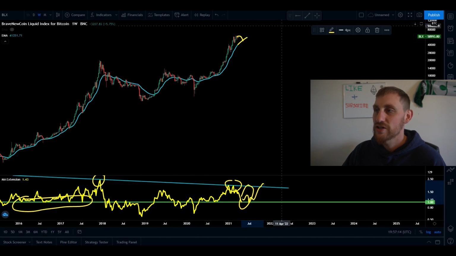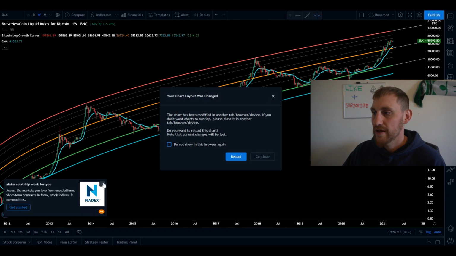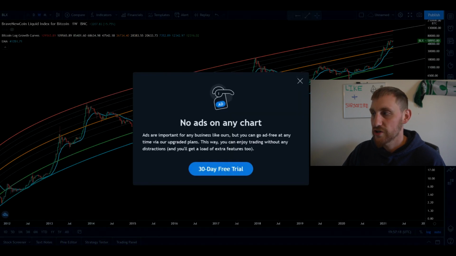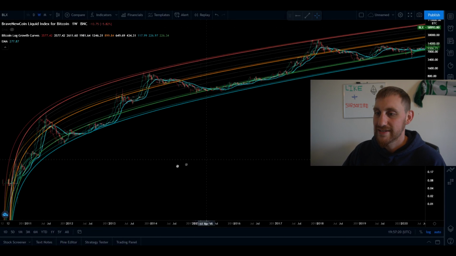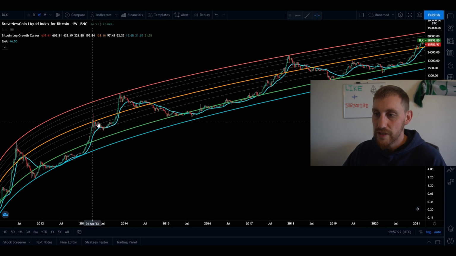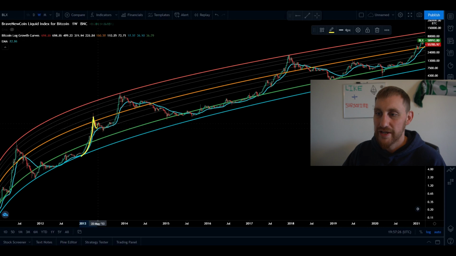So that's certainly a possibility. If we look here at our logarithmic regression curve, what that could look like, like I said, is back here in 2013, right? Where we make one high, we consolidate for a little bit, and then we go again right at the end of the year.